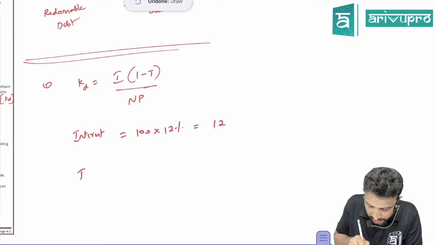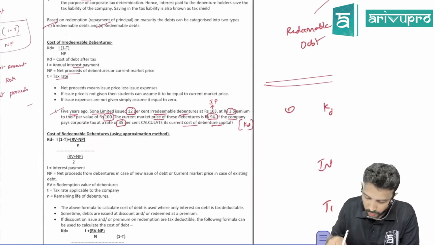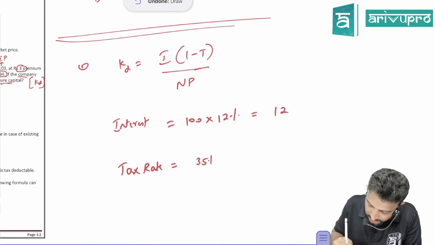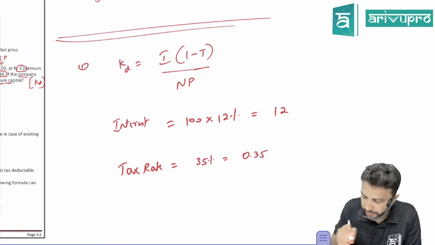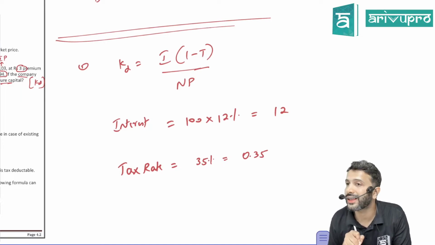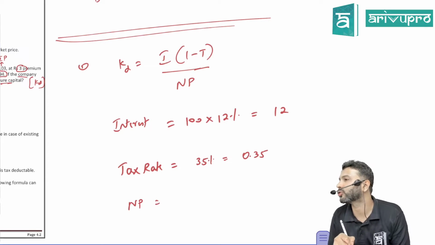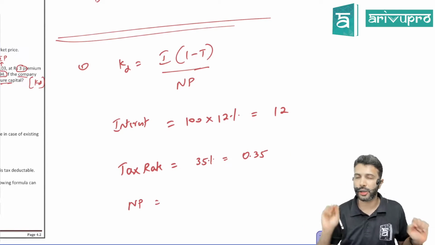So T here stands for what, sir? T is equal to tax rate. Have they given the tax rate in the question? Yes. How much is that? 35%. If you want to express 35% as a full number, it will be 0.35. So you got your T there. Last is NP. NP is what? Net proceeds. This you carefully observe.